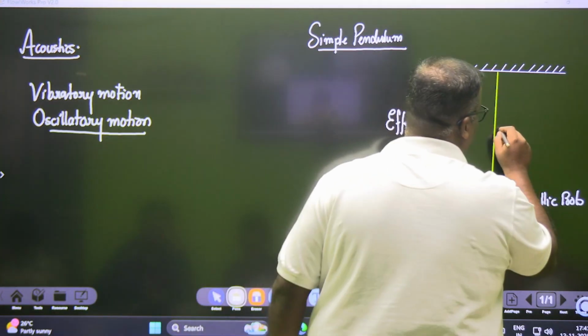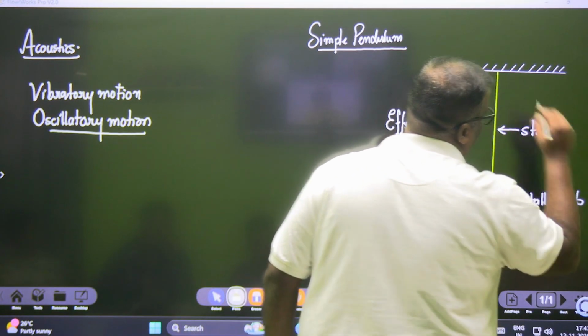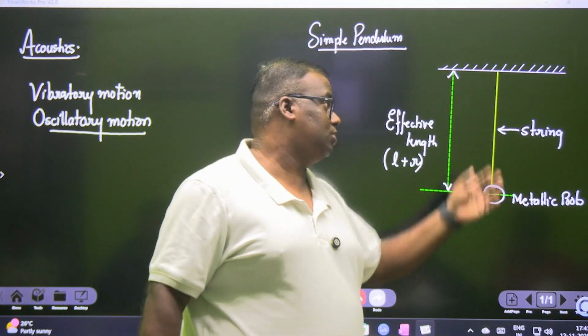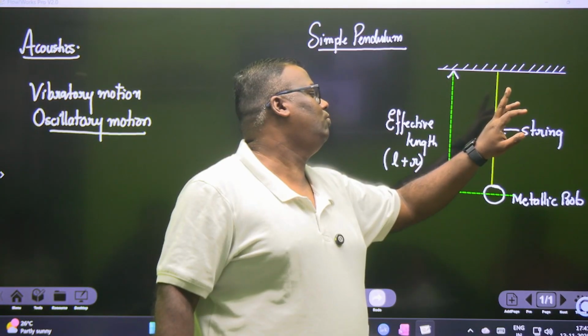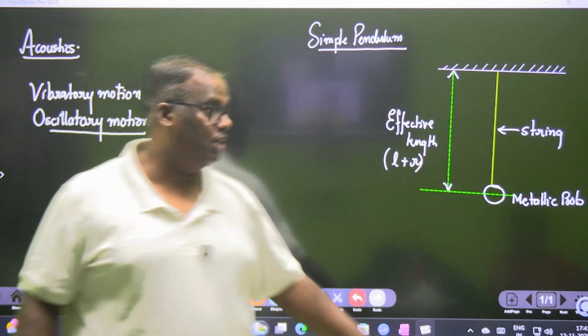Okay, so this is my string. And an ideal pendulum, when it oscillates, that is the tick tock motion, there should not be any form of friction at this spot. There should not be any friction at this spot.